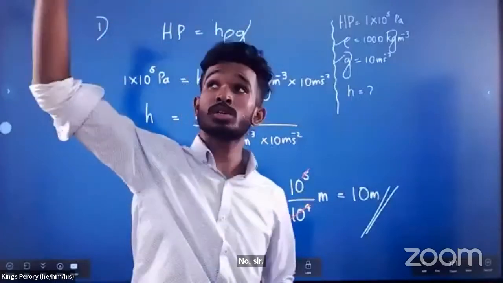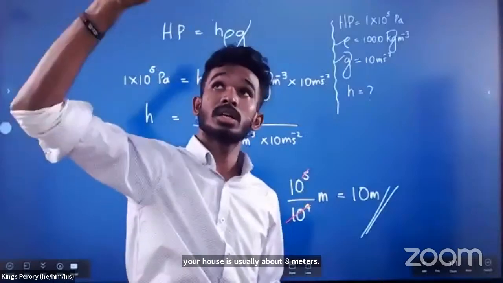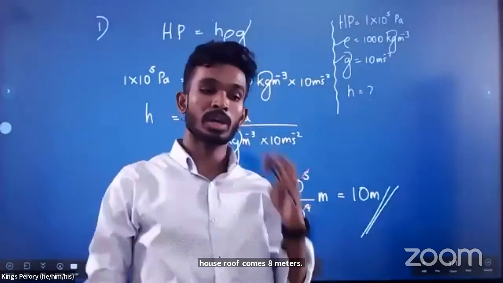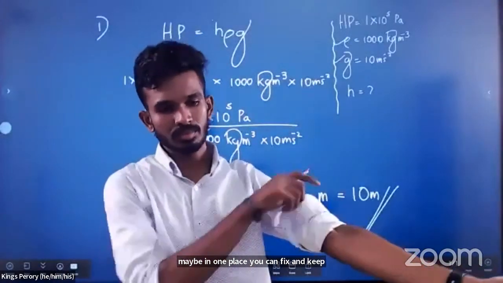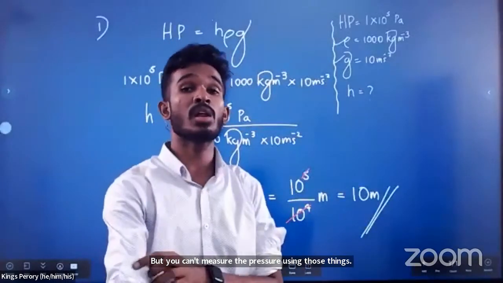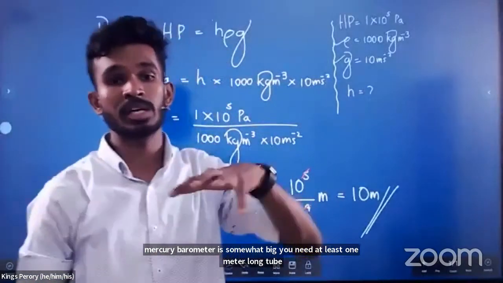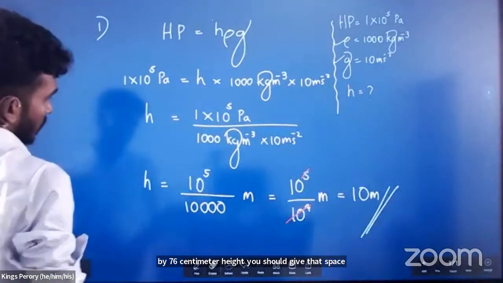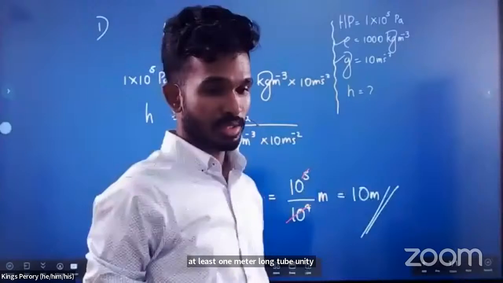Your house is usually about 8 meters. The house roof comes to 8 meters, a little bit more than that. Such a big thing. Maybe in one place you can fix and keep it, but you can't measure the pressure using those things. Even a mercury barometer is somewhat big. You need at least a 1 meter long tube, for the 76 centimeter height, you should give that space. Water is way higher than that, 10 meters.